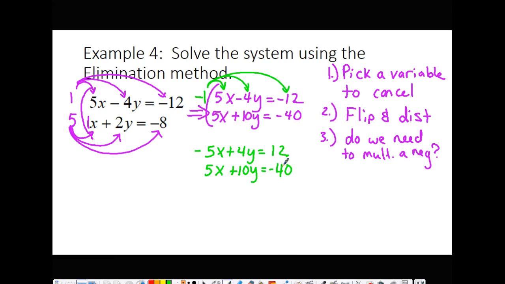Hello, good morning. So, step 1, pick a variable you want to cancel. Step 2, flip and distribute the coefficients so you get the same number. Step 3, if they're not opposite signs yet, then go ahead and distribute a negative through one of them so they end up being opposite signs. Okay? So why do we want them to be opposite signs? Well, remember, we're trying to eliminate a variable. So here's where the magic happens.